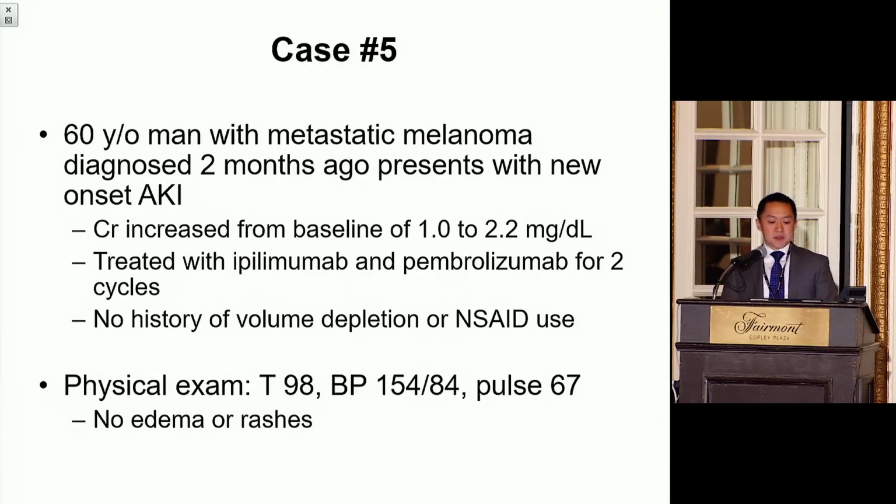Here's case number 5. This is a 60-year-old man with metastatic melanoma diagnosed 2 months ago who presents to you with new onset acute kidney injury. His creatinine has increased from a baseline of 1 to 2.2. He's been treated with the checkpoint inhibitors, ipilimumab and pembrolizumab for 2 cycles, so he's gotten 2 doses. He has no history of volume depletion or NSAID use. His physical exam shows hypertension, but no edema, no rashes, no other abnormalities.